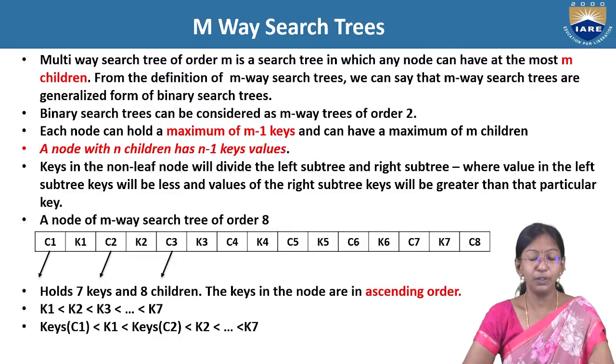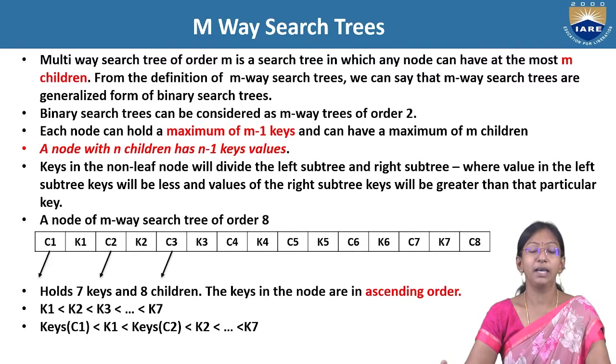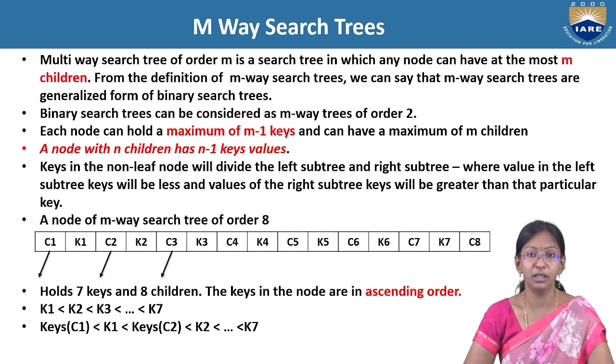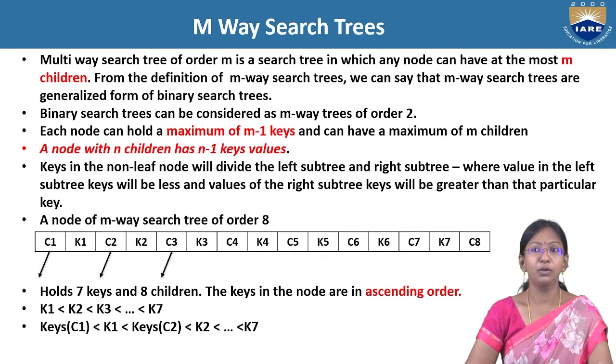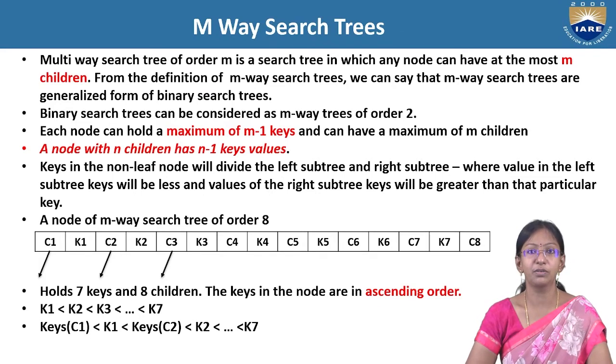Let's start with M-way search trees. What is an M-way tree? It is a short form of multi-way search trees and it is of order M. M decides the number of children it can hold. Then why have these M-way search trees come into the picture? Let's talk about what basically a tree looks like.